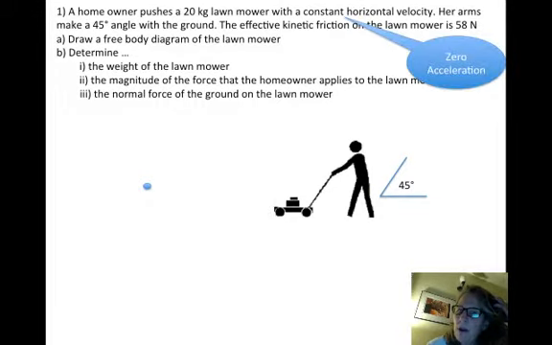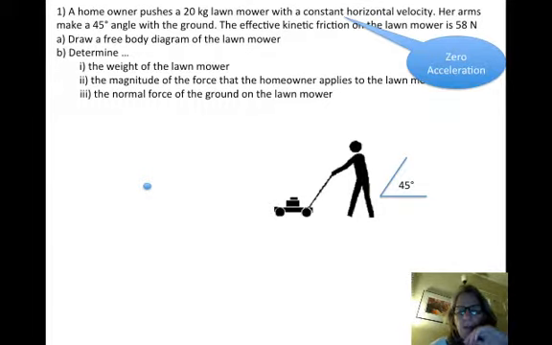But I also want to point out here that it says constant horizontal velocity, which means zero acceleration. So the sum of all the forces is not going to be equal to ma, well, mostly because a is 0, so the sum of all the forces is going to be equal to 0 in the horizontal direction. So we want to first do a free body diagram.